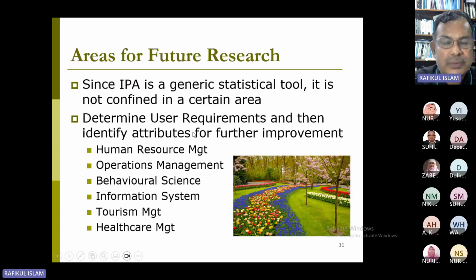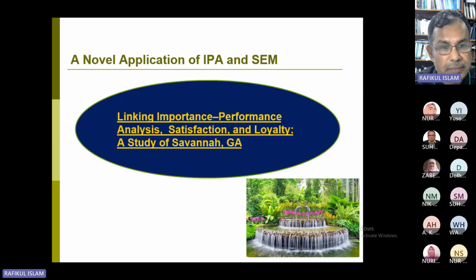Okay, now areas for future research. Since IPA is a generic statistical tool, it is not confined to a certain area. If we want to determine user requirements and then identify attributes for further improvement, then we can go ahead. Like in the areas of human resource management, operations management, behavioral science, information systems, tourism management, healthcare management, and many other areas, this tool is applicable.